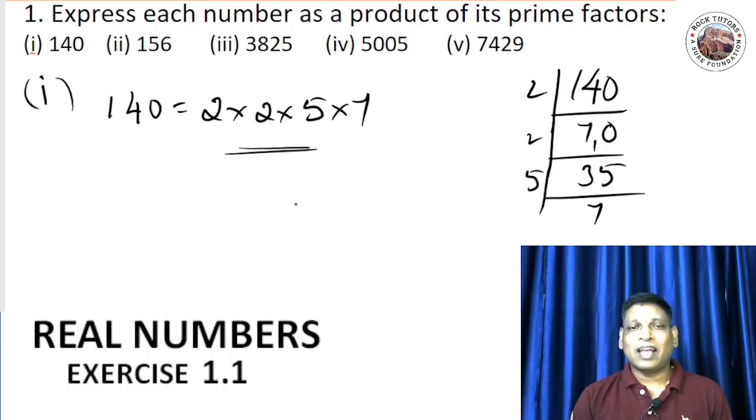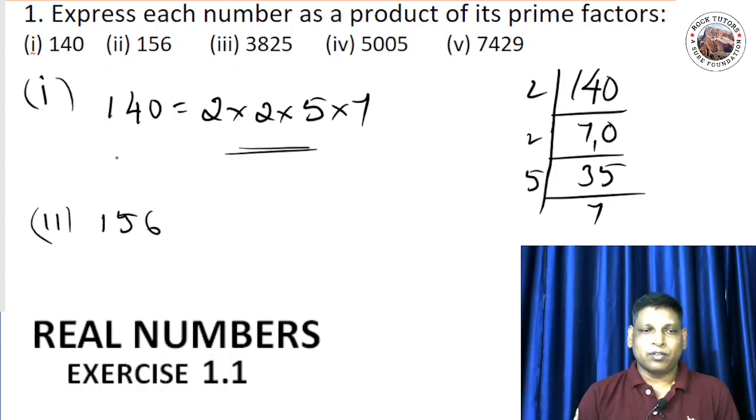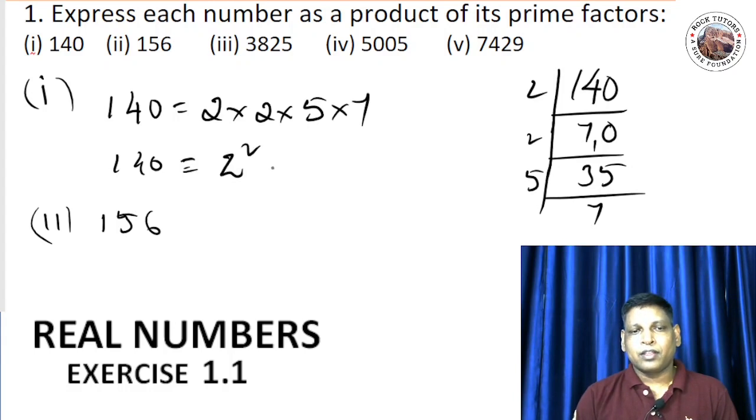Express each number as a product of its prime factors. This is the number. Next one, second question, second Roman, 156. You can say that, so I can write like this: 140 is equal to 2 square into 5 into 7 also. So tell me, what are the prime factors of 140? The prime factors of 140 are 2, 5, 7.